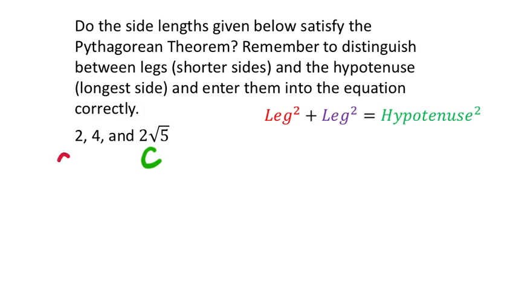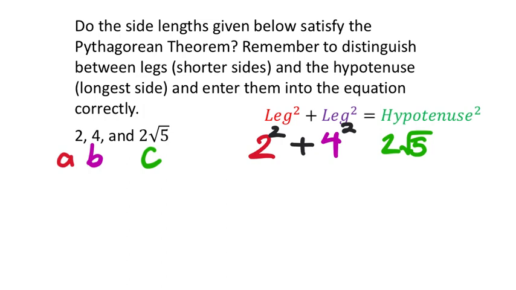So 2 is a leg length, and 4 is also a leg length. So 2, I'm going to put that in for the leg. 4 is another leg, and then the hypotenuse is shown as 2 times the square root of 5. Right? So if I took the 2 and squared it, and the 4 and squared it, added those together, it would equal the hypotenuse, 2 times the square root of 5, to the power of 2.